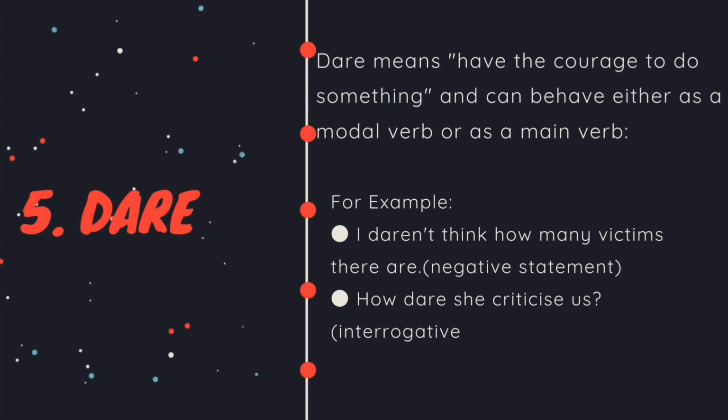Then the next example, how dare she criticize us? It is an interrogative statement that we have used dare over here to criticize someone, that how is she having the courage to do the criticizing, how she is daring to do that. That is why we have used dare over here. So basically nothing is to learn in the use of dare, just learn this meaning, have the courage to do something, and then you will be able to understand its use too.